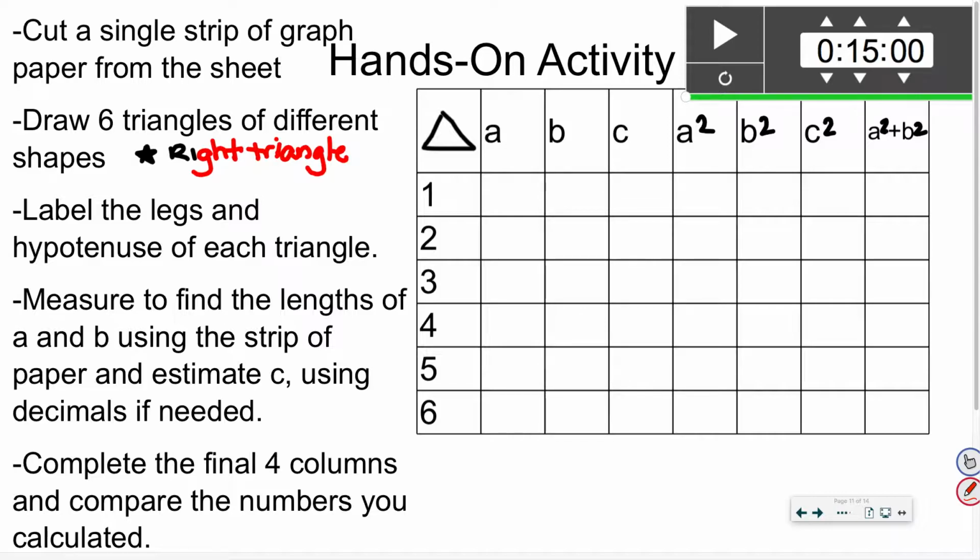Good. Once you draw your 6 right triangles, you're going to label the legs and the hypotenuse. You have enough information in your notes at this point to identify what's the hypotenuse and what are the legs. From there, you're going to create this table. Now, for some students who have done this in the past, they've done 6 triangles just on the front. Some have done smaller triangles on the front and added the table.